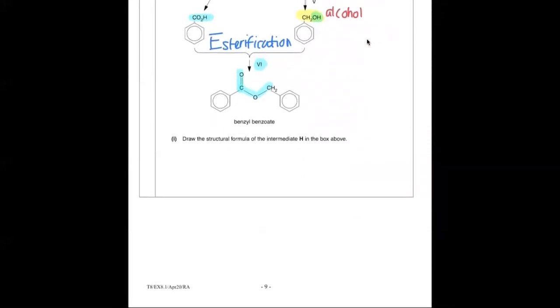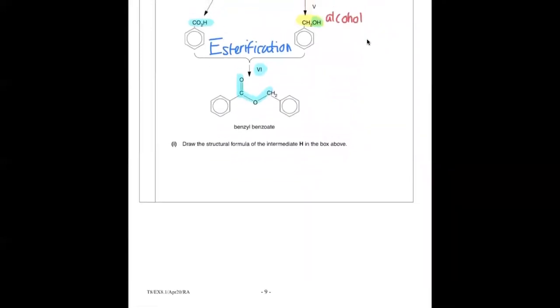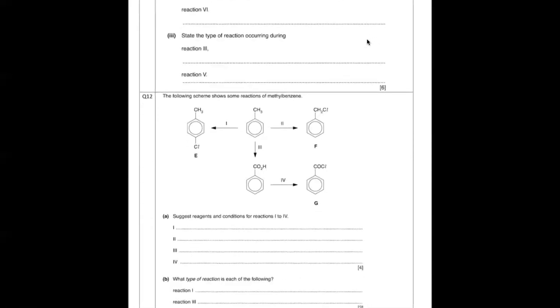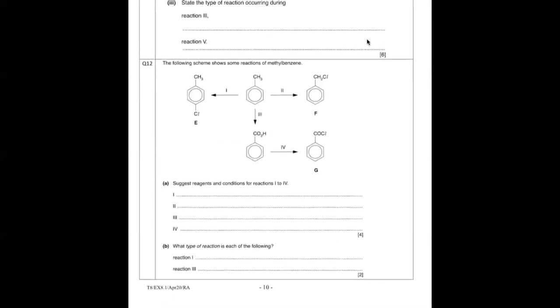Basically, you have to draw the formula of intermediate H, and then you have to write down the reagents and conditions, state the type of reaction. Remember, when you write down the type of reaction, please write down the complete mechanism. Okay, if that particular reaction doesn't have a mechanism, then you just write down the name of the reaction. Okay, moving on to question 12.